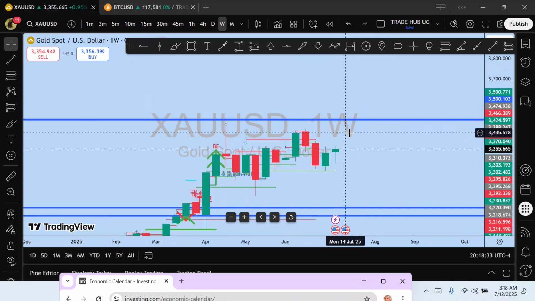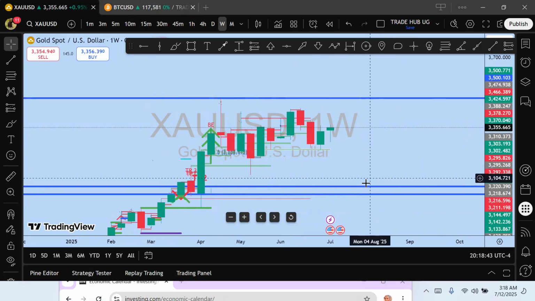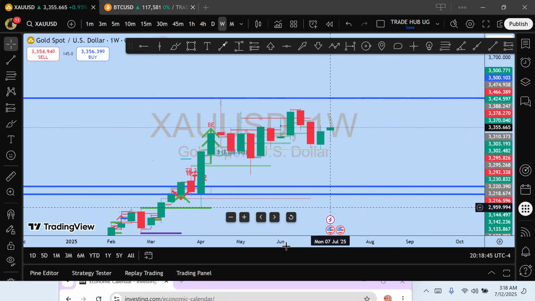These are the levels where we might expect our prices to go by Monday if the tariff war escalates. What are we having on Tuesday? This is the 15th. We are expecting the US CPI.